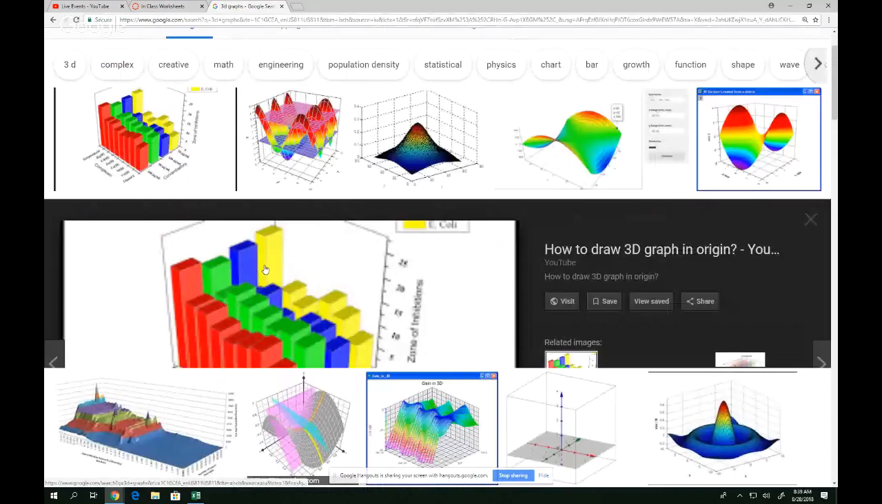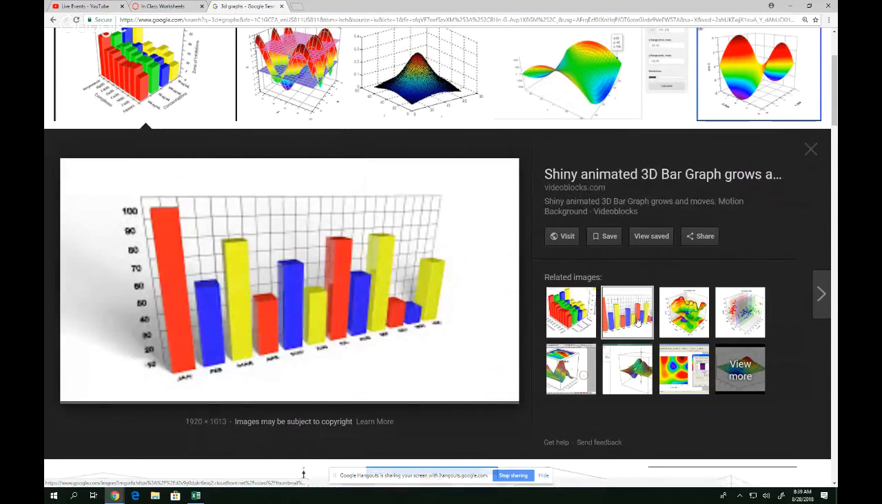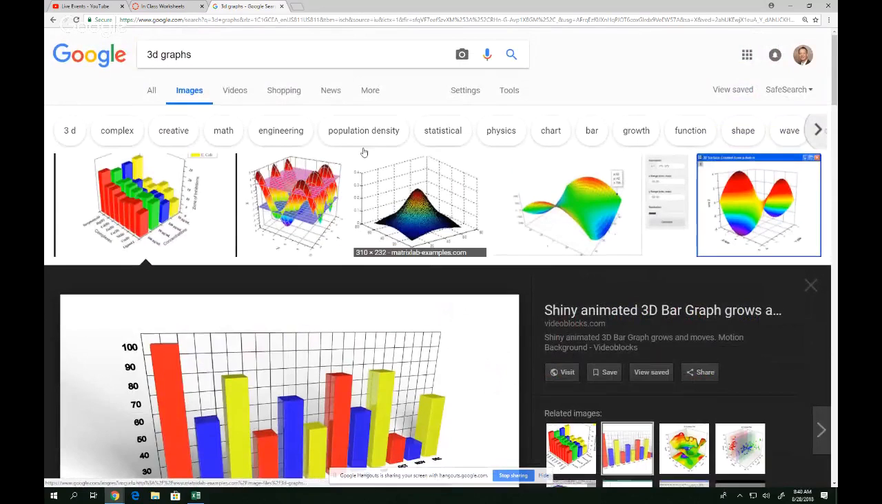Okay, it looks pretty cool though, right? But look, that blue is being hidden behind the green, right? Don't ever do that. And even something like this, yeah, it looks cool. It's very artistic, but it's really hard to tell. Is that yellow bar the same as that yellow bar? It's kind of hard to tell, right? Because it's on an angle. If they had done that in 2D, it would be much easier to tell. So stay away from 3D graphs.